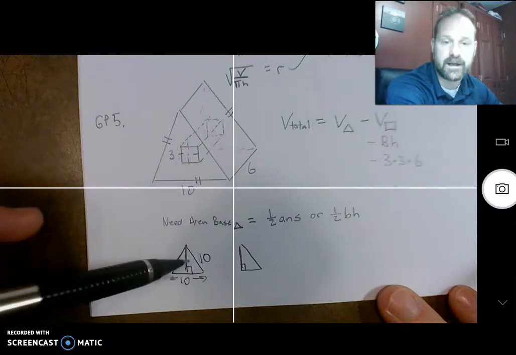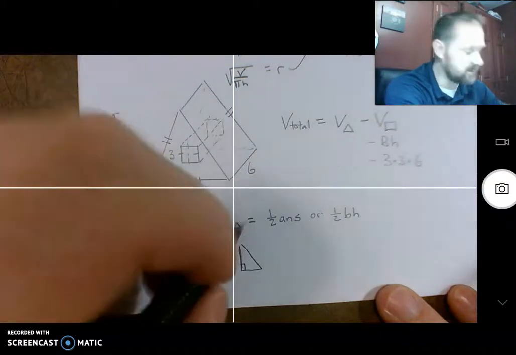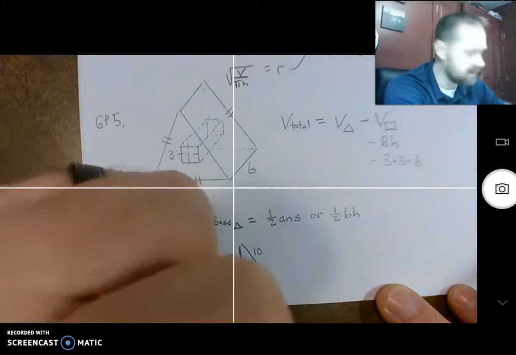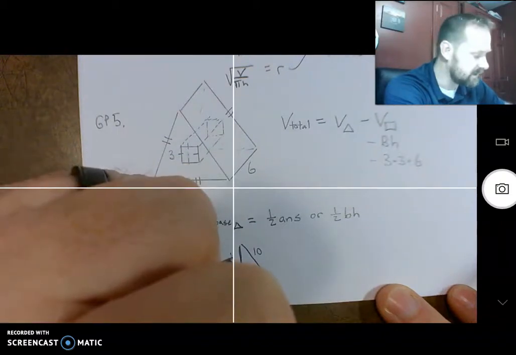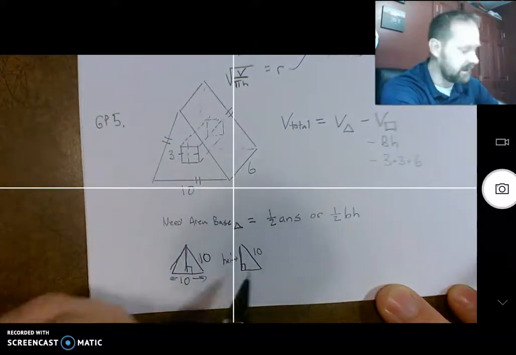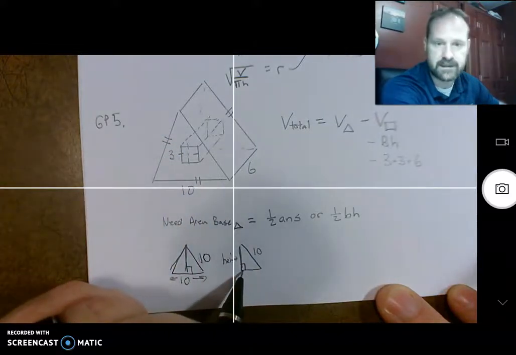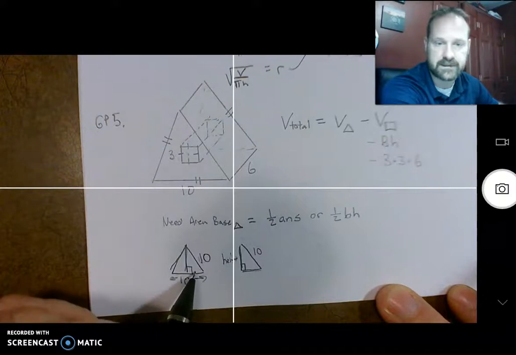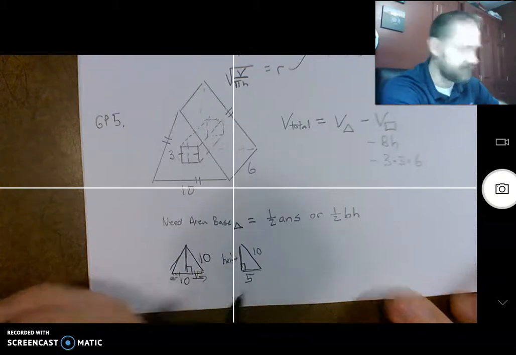Well, I like to break it down further. So if this is 10, and we want this, I'll just call this the height of the base. And this is not 10. This is definitely not 10. This is going to be half of that distance there. So that's going to be 5.